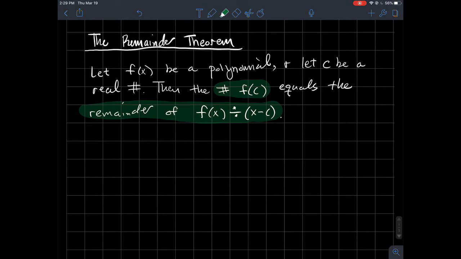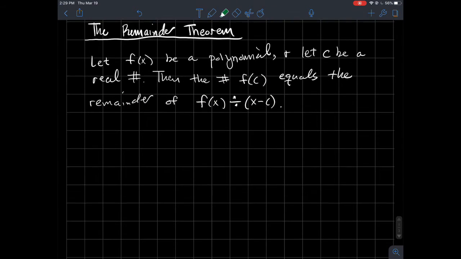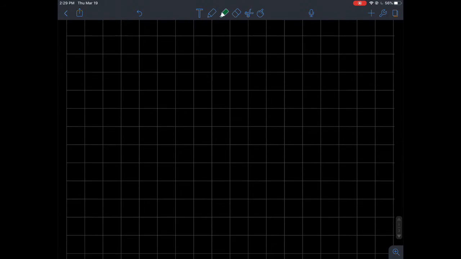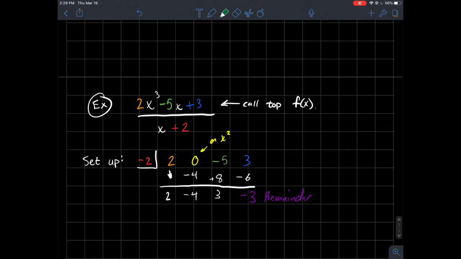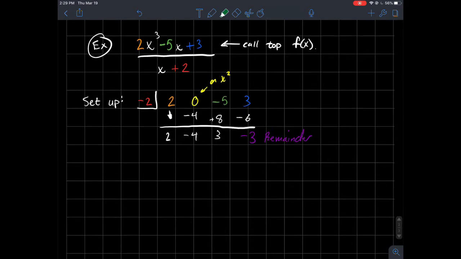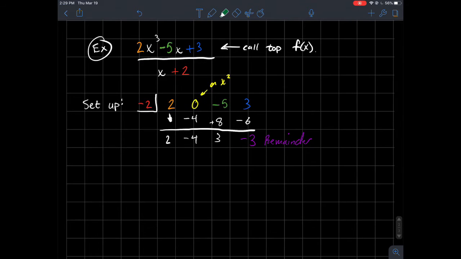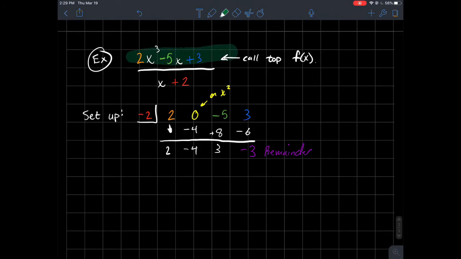And I just want to demonstrate that this actually is true, and then maybe you'll see some consequences of it when we talk about the factor theorem in another video. But I'm going to show you this problem that we did in the synthetic division video, which was to divide 2x cubed minus 5x plus 3 by x plus 2. I'm just going to refer to the numerator, the top half here, and I'll call that f of x.